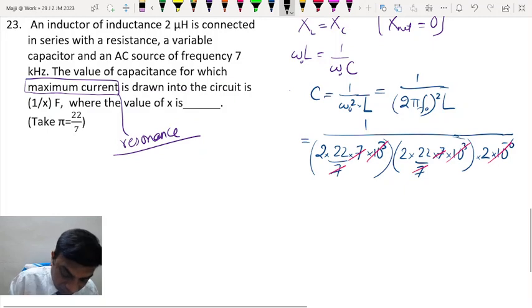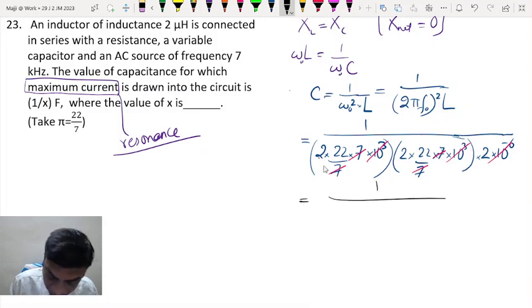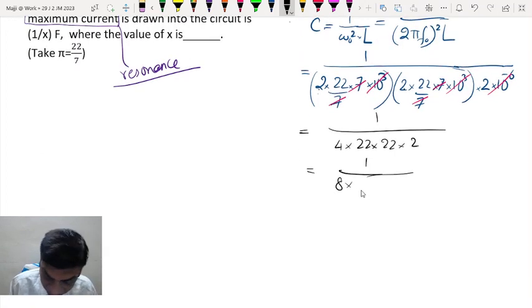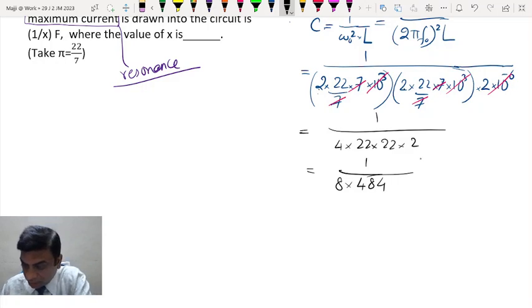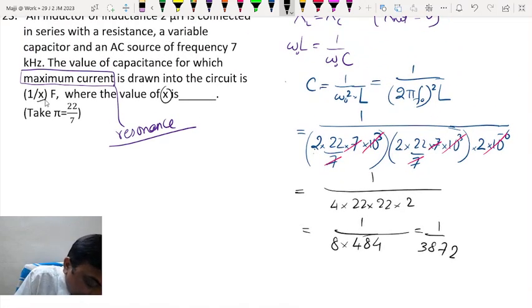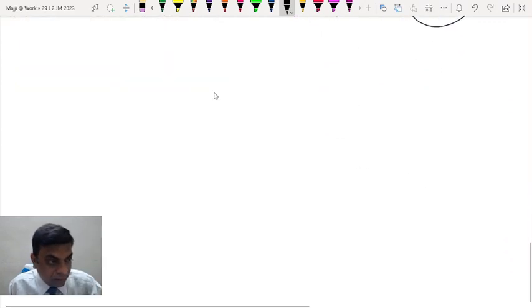And finally we are left with what? This 1 into 2 into 2 will be 4 to 22 into 22 into 2. That is 1 upon 8 into 22 square. How much is 22 square? I guess it is 484. And finally, when you multiply this, you get 3872. 3872. So x is, because the final answer is 1 by x farad. So x is how much? 3872. This is how you calculate this.